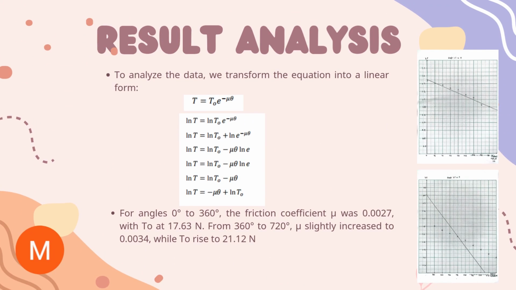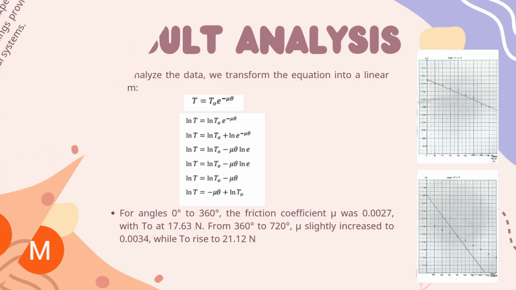Next, we move on to result analysis. To analyze the data, we transform the equation into a linear form. From the above equation, we get the below. For angles 0 degrees to 360 degrees, the friction coefficient mu was 0.0027 with a T naught at 17.63 Newton. From 360 degrees to 720 degrees, the mu slightly increased to 0.0034, while T naught rose to 21.12 Newton.